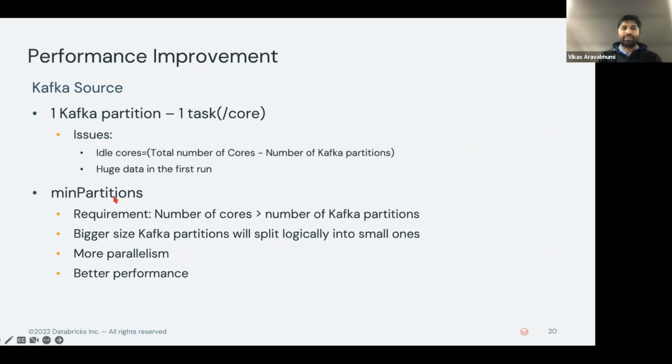For that, min partitions is an option. If you go with min partitions, whatever number we specify, the main requirement is that there should be more cores than the number of Kafka partitions. By cores, I mean executor cores. If there are 4 Kafka partitions and I have 10 executor cores, and I give min partitions as 10, then these 10 cores will virtually split the data in the 4 Kafka partitions and fetch the data as 10 tasks in parallel. That will give better performance.